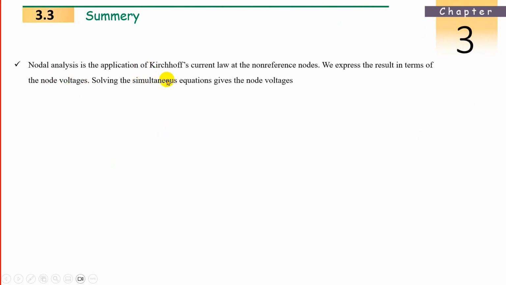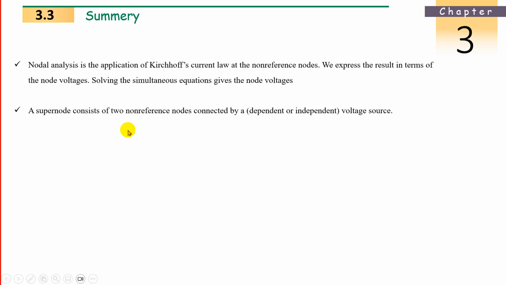Node analysis is the application of Kirchhoff's current law, KCL, at the non-reference nodes, because we have two kinds of nodes there. One is the reference node, which is also called the ground node or zero node. Other than that, we call it a non-reference node. We write Kirchhoff's current law at the non-reference nodes only. We need n-1 equations, not more than that. We express the result in terms of node voltages, using Ohm's law. Solving the simultaneous equations gives the node voltages. Second, a supernode consists of... this you need not study, the supernode is not there.